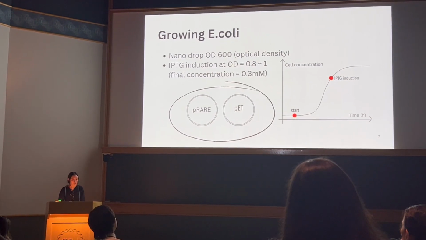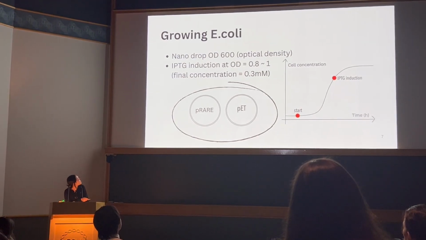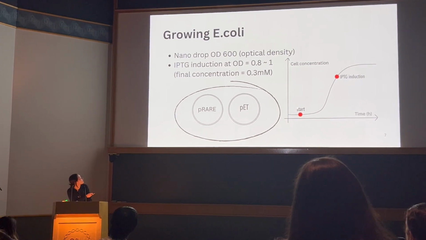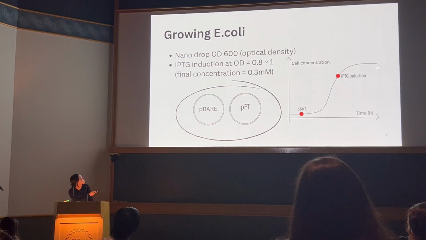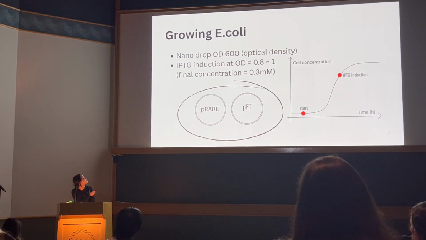And after we select the plasmids, we grow, and we have 2 plasmids in the Rosetta cell, and then we start at a low concentration, and through culture we get up to here. That's where we introduce IPTG, and the optical density has to be between 0.8 to 1 when it reaches this point.